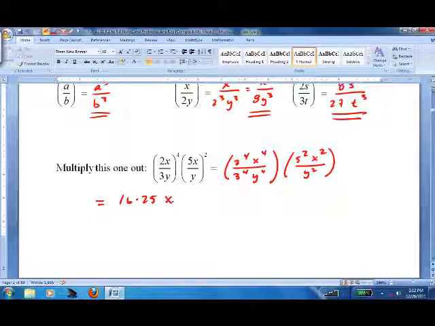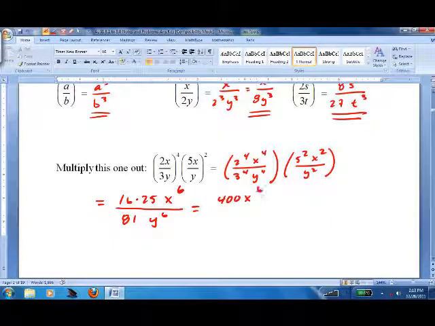X to the fourth times x to the second is x to the sixth. Multiplying, we add. 3 to the fourth is 9 times 9 is 81. Y to the fourth times y to the second is y to the sixth. Now look to see if I can cancel. Well, these only have 4s and 5s and 2s that go in. This only has 3s, so no canceling. So 16 times 25, I believe, is 400. X to the sixth over 81, y to the sixth. And notice we don't have to write the numbers separate or anything like that. We just slap them together and everything works out.